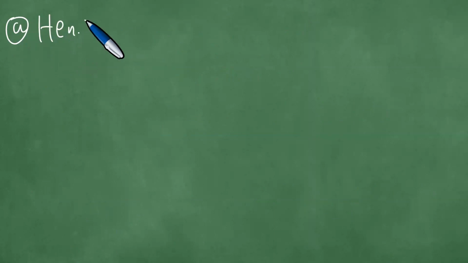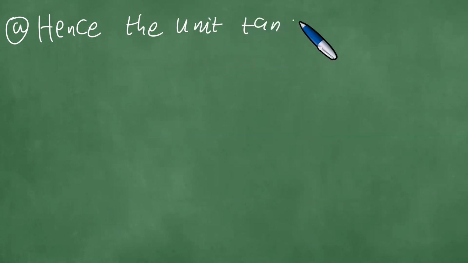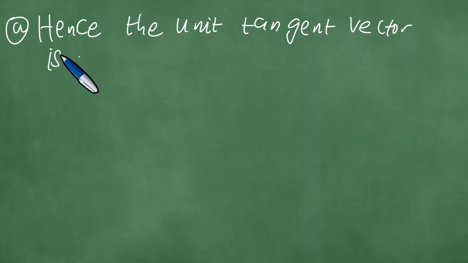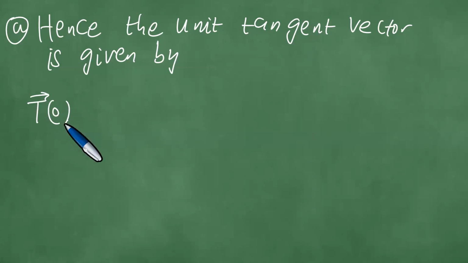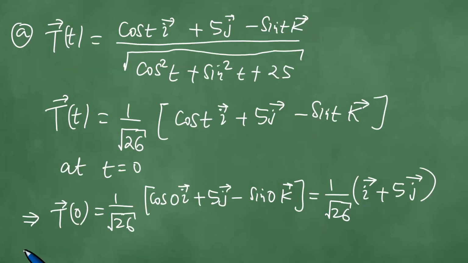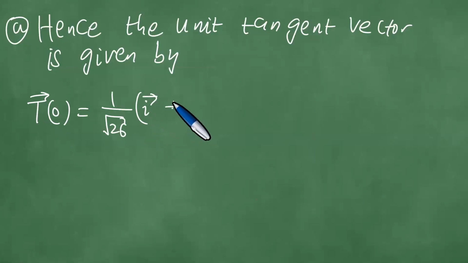Hence the unit tangent vector is given by 1 over the square root of 26 into i plus 5j. Unit vector i plus 5 unit vector j.